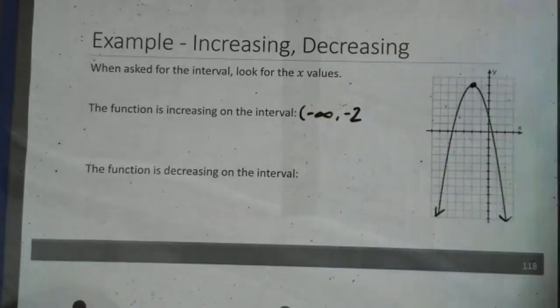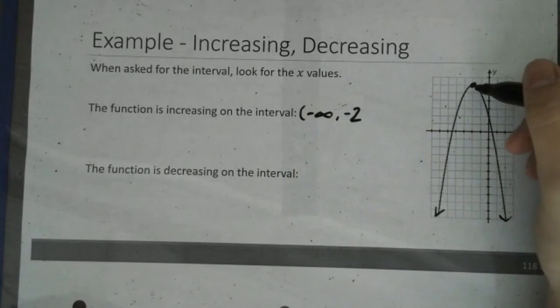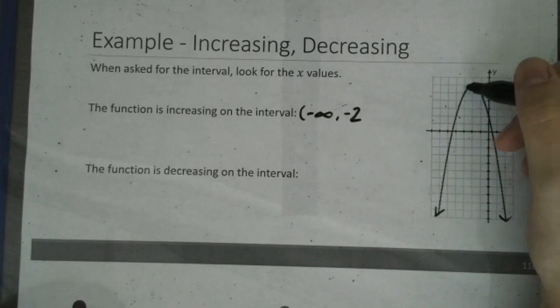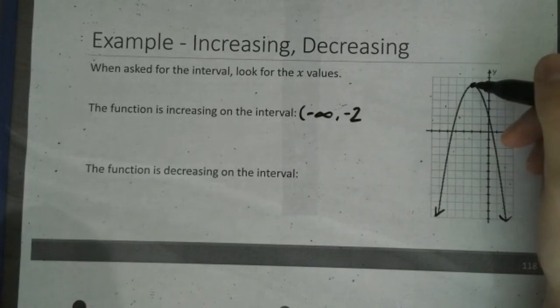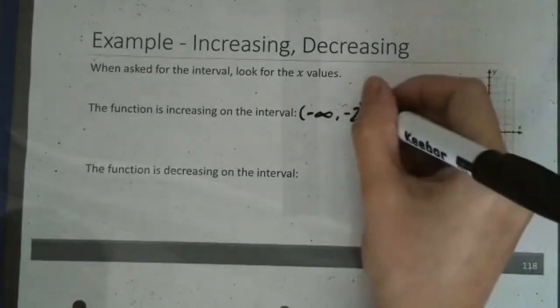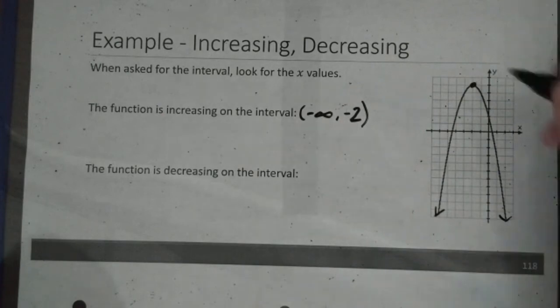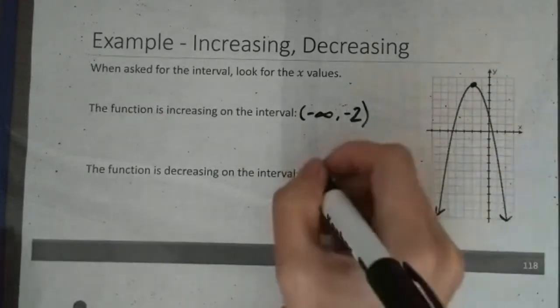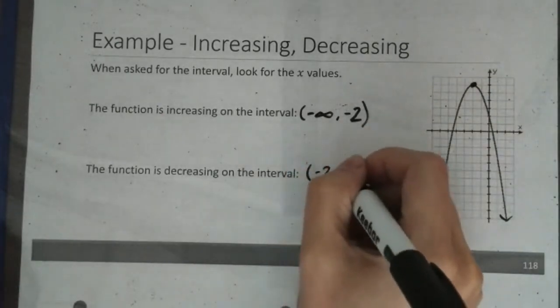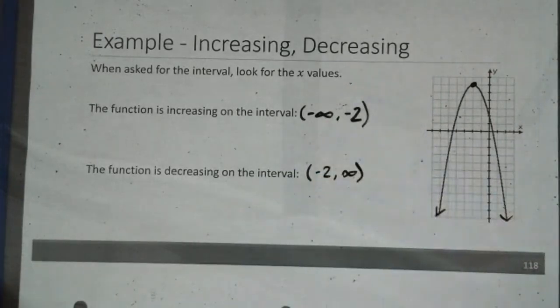Now at this point where x equals -2, we're not increasing because we're not going up at this point. We're not decreasing because we're not going down at this point. We're not constant because we're not sitting horizontal at this point. We're not doing anything. We're just sitting at a point. So if we are not increasing at -2, then to make sure it's only parentheses. Because at -2, we're just sitting at a point. After -2, we're decreasing. So from -2 to positive infinity, we will be decreasing.